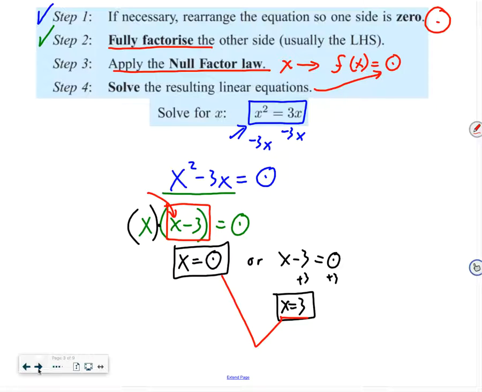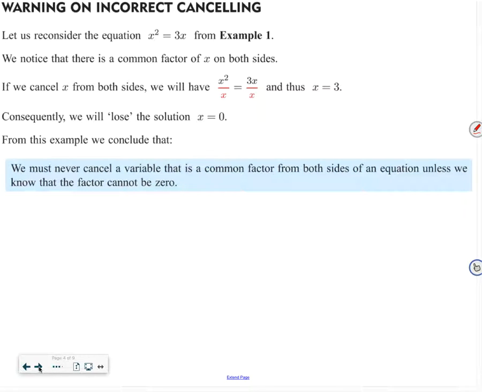One thing that's important to note is we should not be canceling out variables. If we look at that previous equation, some students might try and say, before setting equal to 0, oh, there's an x on the left side and there's an x on the right side, so I could divide that x out.